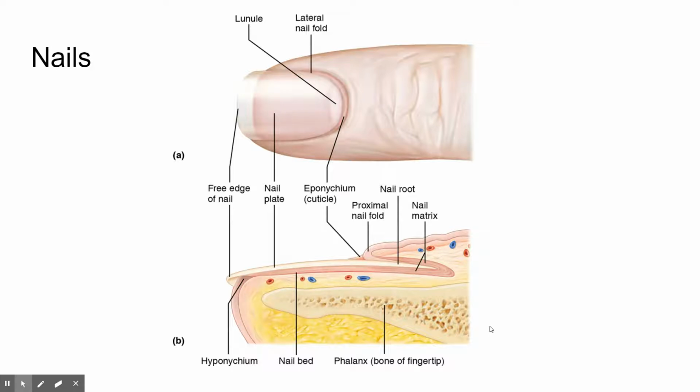Nails contain keratin as well. It's a different kind of keratin than what's found in hairs. It's more of this really hard keratin. So it does have different properties than the keratin that is found in hair.